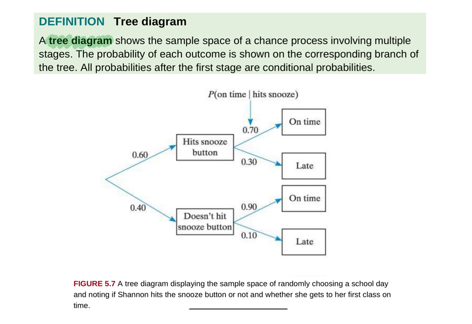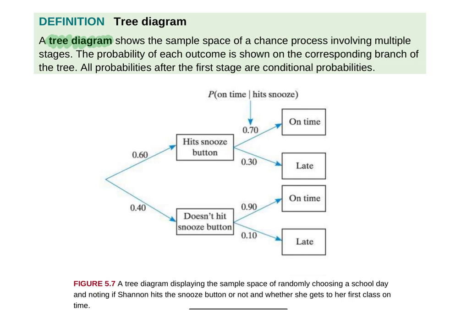Something that might be helpful to organize multiple events that happen, especially if they are conditional events, is something we call a tree diagram. Now, I'm sure you've seen a tree diagram before, and you've probably drawn some in the past. But as a reminder, a tree diagram shows the sample space, so everything that could possibly happen, of a chance process involving multiple stages or events. The probability of each outcome is shown on the corresponding branch of the tree, and all probabilities after the first stage are conditional probabilities.